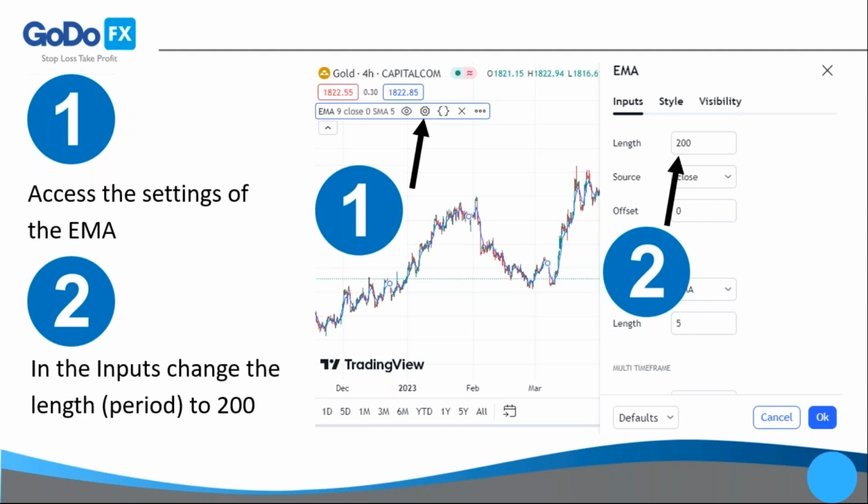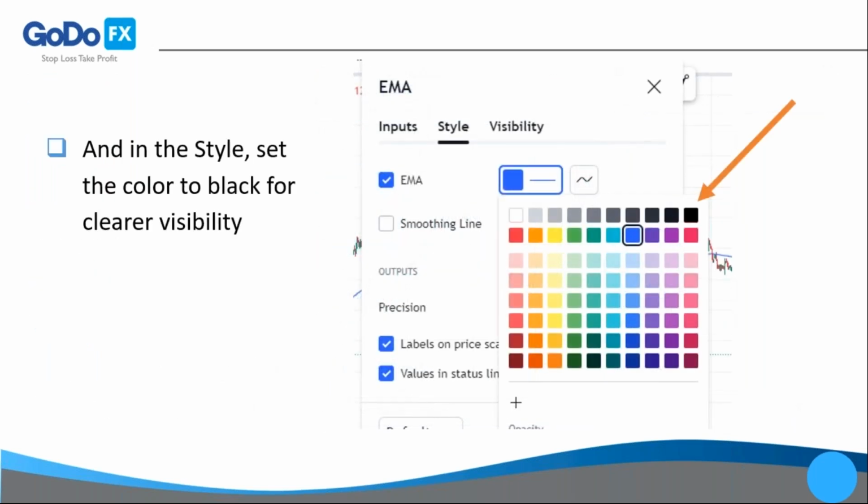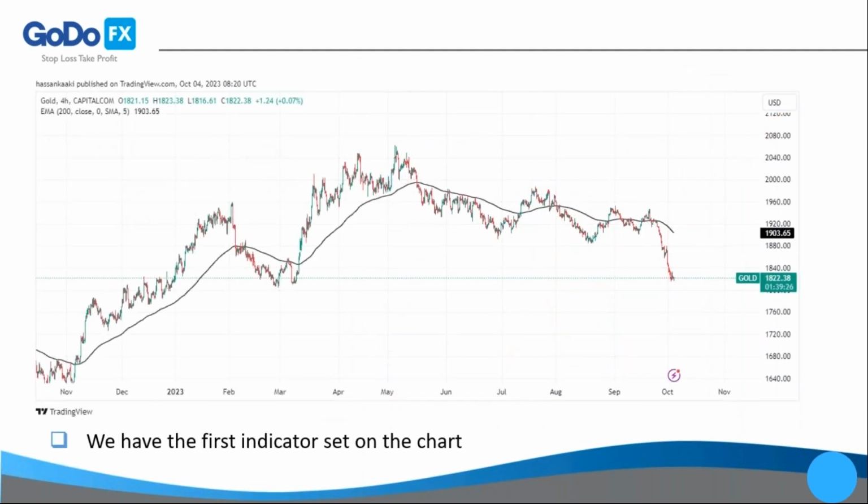And second thing you do is you go to the Inputs tab after pressing on the settings and you set the length or the period to 200. And after that, you go to the style right next to it and you choose the color black for clearer visibility. Now the EMA has been added to your chart and we have the first indicator set.